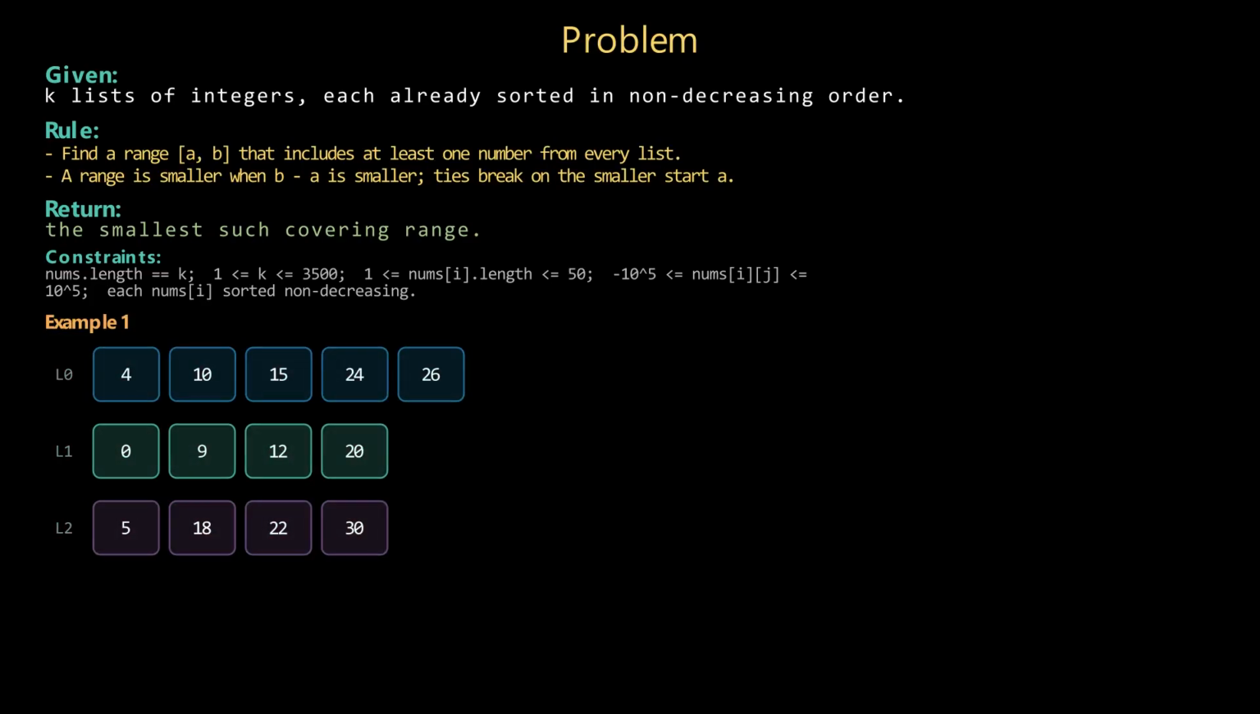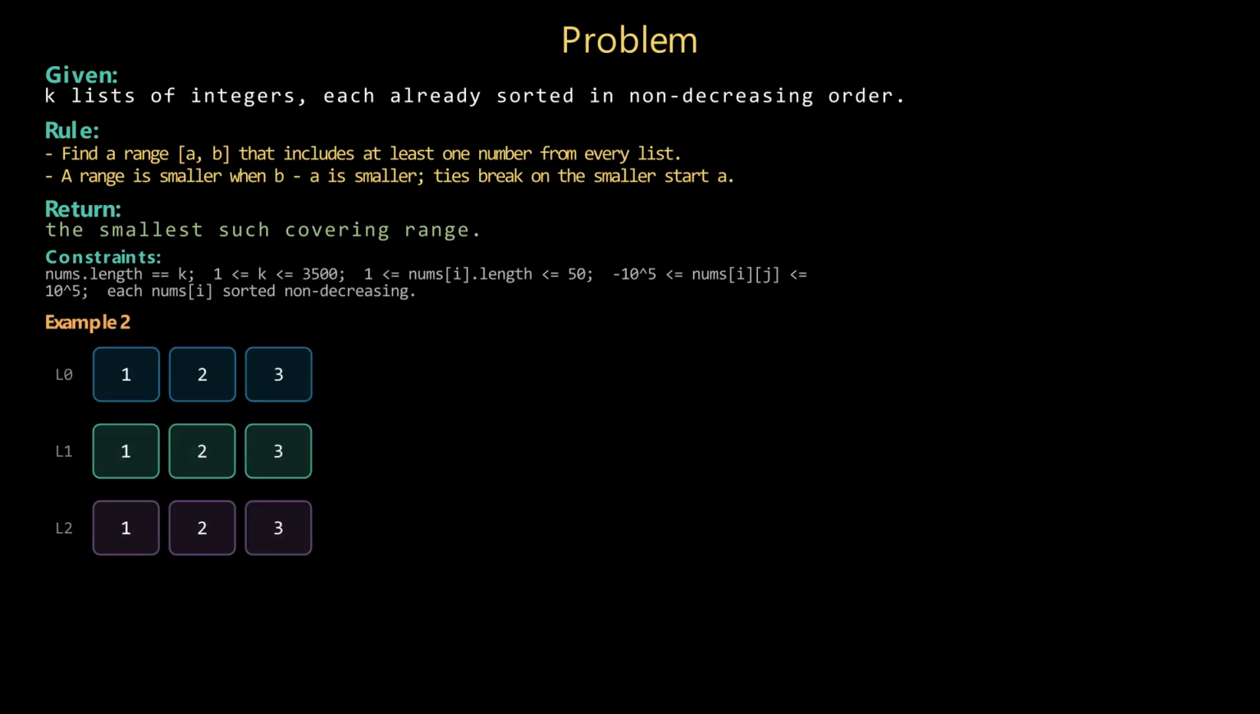Example 1 gives 3 sorted rows. We need one value from each row that all fall inside the tightest window. We take 24 from the first row, 20 from the second row, and 22 from the third row. Together they span from 20 to 24, a window just 4 wide, which is the smallest range that covers every list.